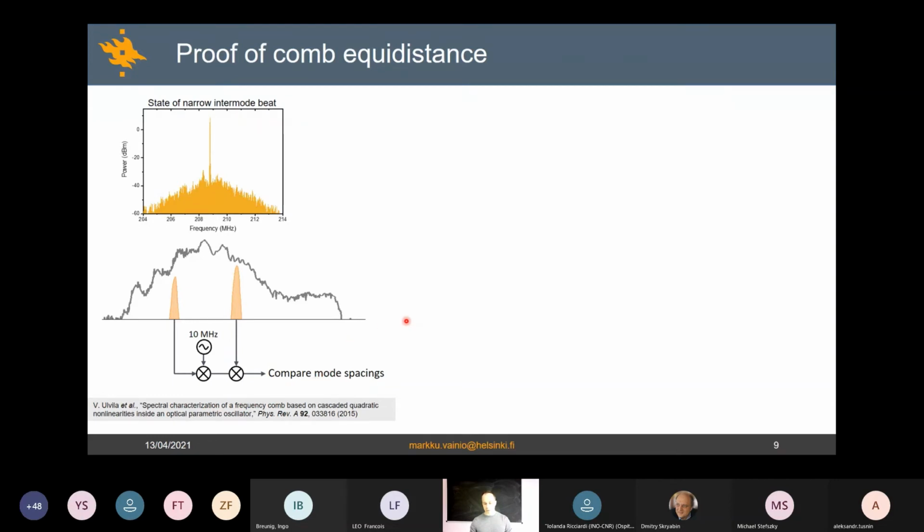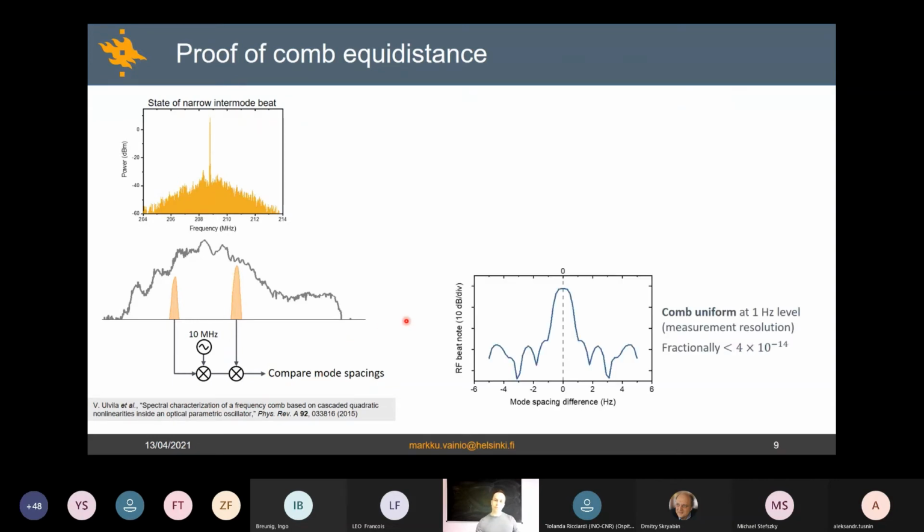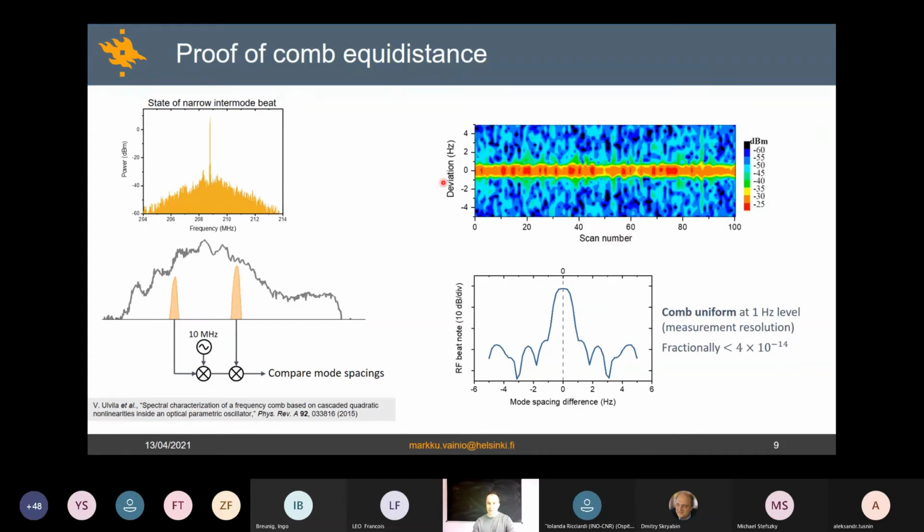Essentially what you get out of here is yet another beat note. If the mode spacings in these two regions are equal to each other, we see a very narrow beat exactly at 0. And that's indeed what we see. So within the measurement resolution of 1 Hertz, we can now say that this comb is uniform. We even repeated the same measurement for several minutes just to check that there isn't anything funny going on here.